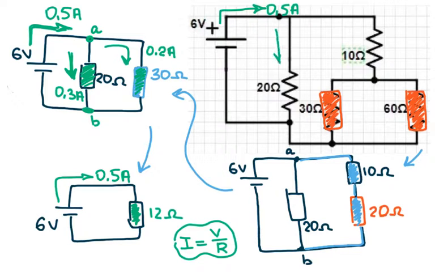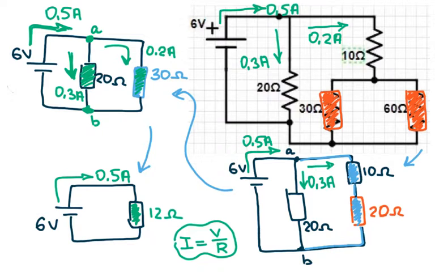So here you have 0.3 amps, and that way you're going to have 0.2 amps, and let's just confirm that it is 0.2 amps. Between point A and B, the voltage is 6. 6 divided by 30 will give you 0.2. So again, leaving this battery, I have 0.5 amp current. This current is 0.3 amps, and that current is 0.2 amps.